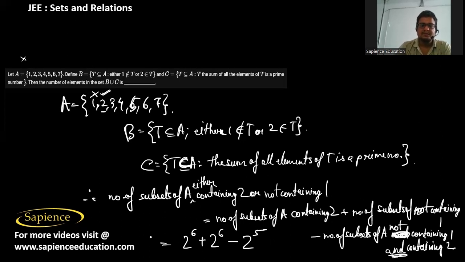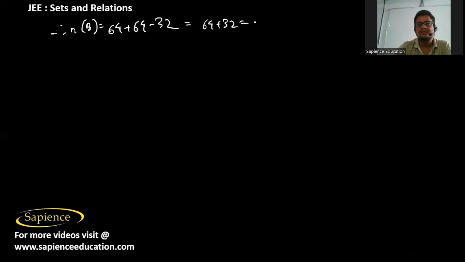So the number of elements in the set B, which is the number of subsets of A either containing 1 or not containing 1, means either containing 2 or not containing 1. Therefore the number of elements in the set B will be 2 power 6, that is 8 8 is 64, plus 64 minus 32, so that is 64 plus 32, that is 96.